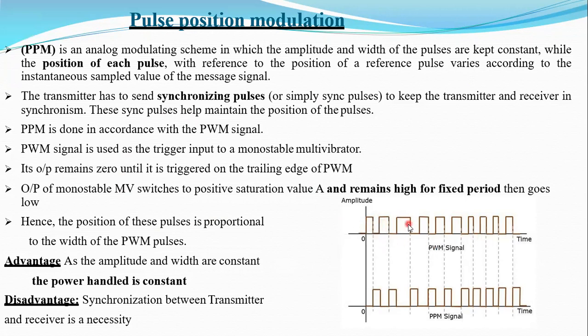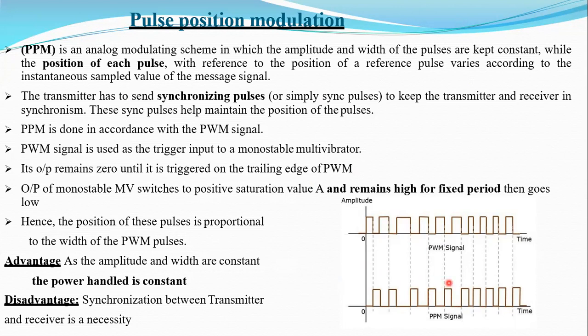If you observe here, this will be the pulse width modulation, and this pulse width modulation signal is used to trigger the input of the monostable multivibrator, and its output remains 0 until it is triggered on the trailing edge of the pulse width modulation. Now the output of this monostable multivibrator switches to positive saturation and remains high for a fixed period, then goes low. Hence the position of these pulses is proportional to the width of the pulse width modulation pulses.